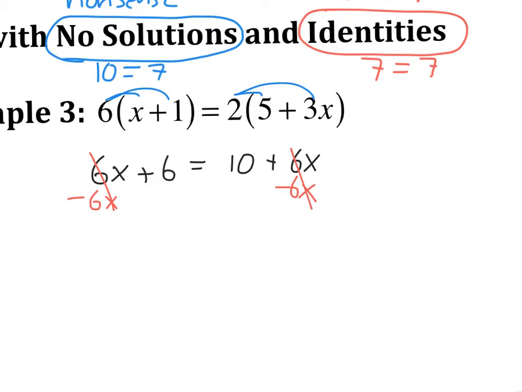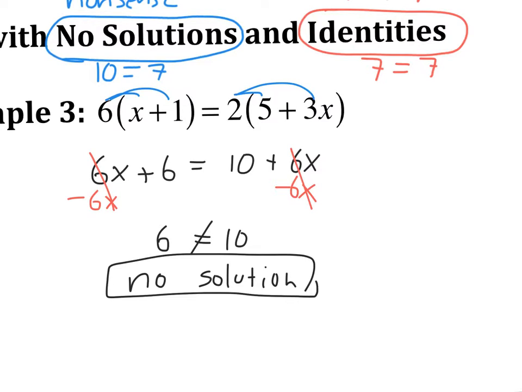And quickly we see the 6x terms cancel out, and we have 6 equals 10, and you say, no it doesn't. So the answer here is no solution. In other words, that's my answer. This is the thing that I circle. This tells me that there is no solution. This needs to be interpreted as no solution. No solution is what you actually commit to there. 6 equals 10 is nonsense.